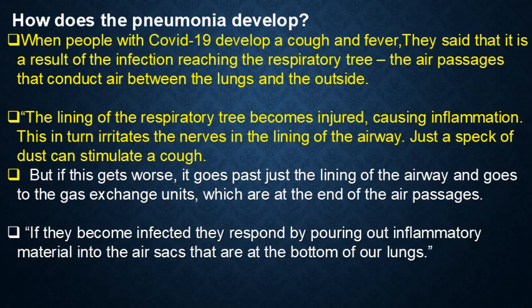How does the pneumonia develop? When people with COVID-19 develop cough and fever, it is a result of infection reaching the respiratory tree. These are passages that conduct air between the lung and the outside. Then the lining of the respiratory tract becomes injured, which leads to inflammation. The inflammation in turn irritates the nerve endings in the lining of the airway. So just a speck of dust can stimulate a cough, and the cough becomes so irritating that the patient coughs continuously and is unable to withstand any irritant that might reach the air passages.